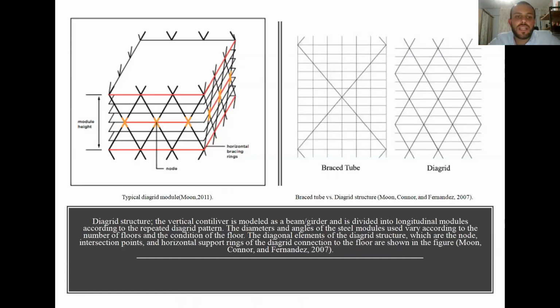This is a typical diagrid model. In the diagrid structure, the vertical cantilever is modeled as a beam girder and is divided into longitudinal modules according to the preferred diagrid pattern. The diameters and angles of the steel modules used vary according to the number of floors and the combination of the floor. The diagonal elements of the diagrid structure, the nodes, intersection points, and horizontal support rings of the diagrid connection to the floor, are shown in the figure.